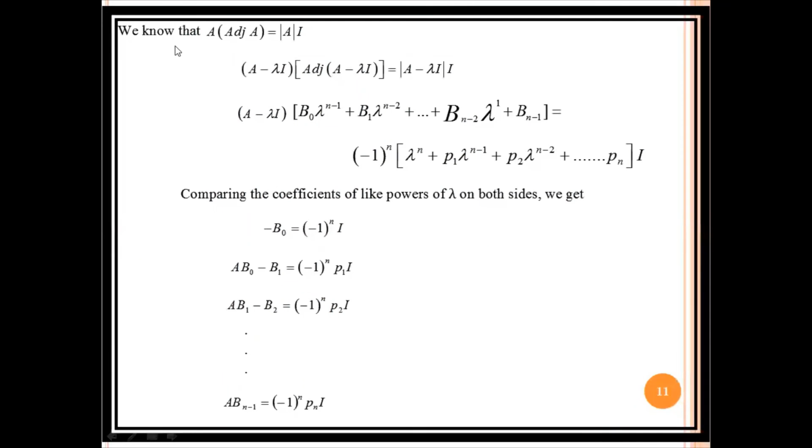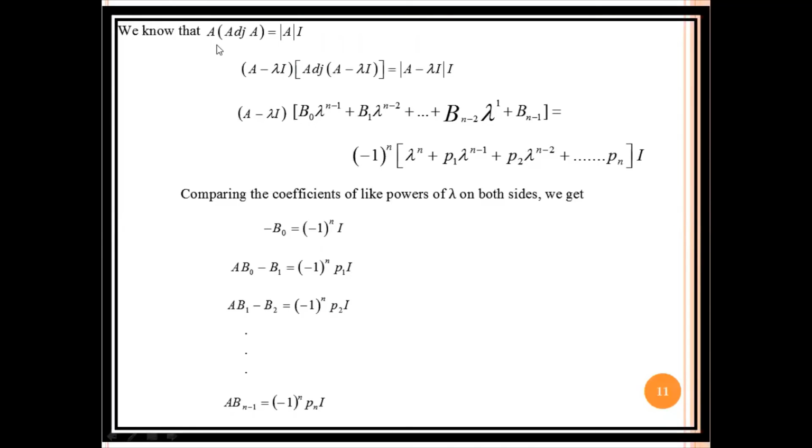The elements of the matrix A minus lambda I are at most first degree. Cofactors of the elements are at most of degree n minus 1 in lambda. Hence, adjoint of A minus lambda I can be expressed as a matrix polynomial of degree n minus 1 in lambda, where each coefficient is an n by n matrix, right?